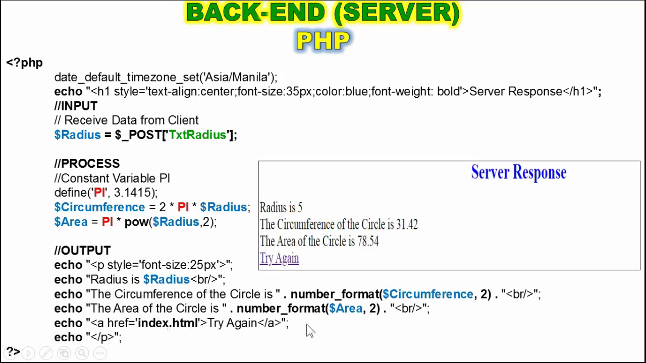There is a built-in function named number_format, the purpose of which is to display or limit the number of decimal places, which is indicated here that it will display or limit the number of decimal places up to 2 decimal places.